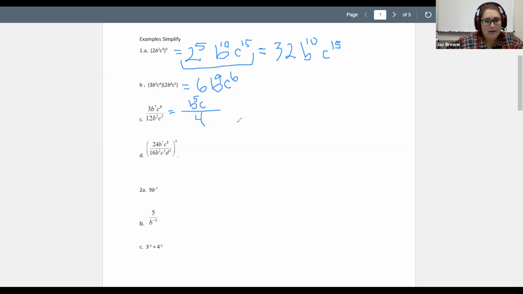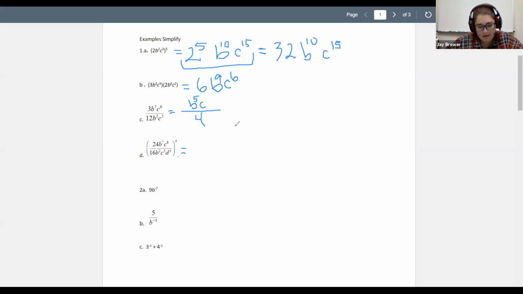Now, for anyone who may ask, you do not need to actually write in the little 1. If it makes you feel better, go ahead. It's not going to hurt anyone if you throw in the 1. Okay.